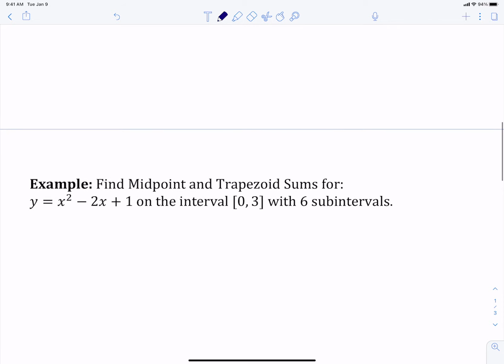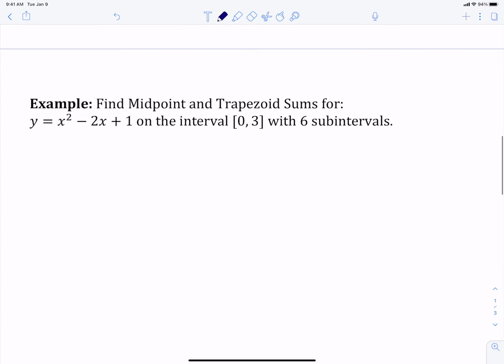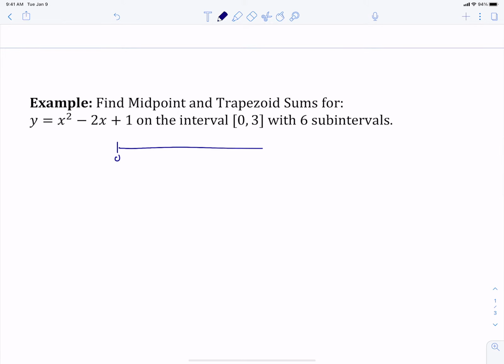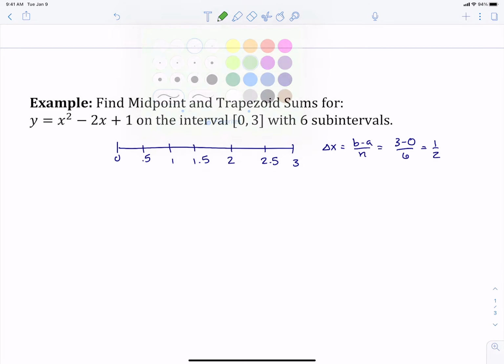But let's look at an example of doing each of these. So this should be a familiar function, and we want to find the trapezoid and the midpoint sum for 6 subintervals. So again, what I like to do is draw that number line, figure out my delta x, which we should know what it is. If we watched the previous video, it's a half. And so splitting this up, again, I think I made things too small. There we go. So we're going to look at finding the midpoint right here, which is going to be a 4th. Right here is 0.75.